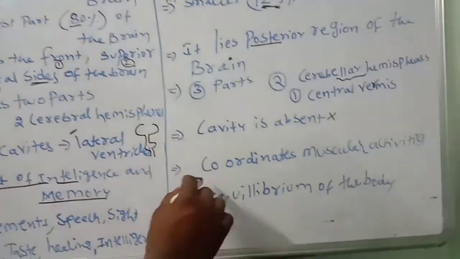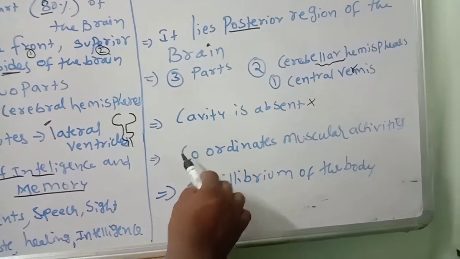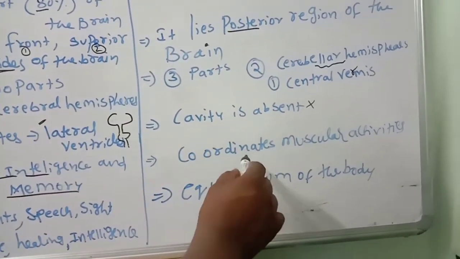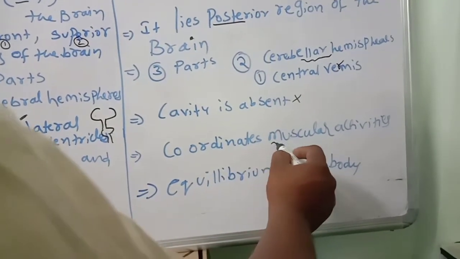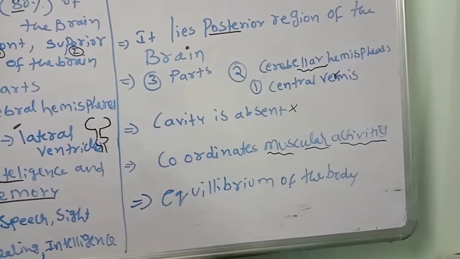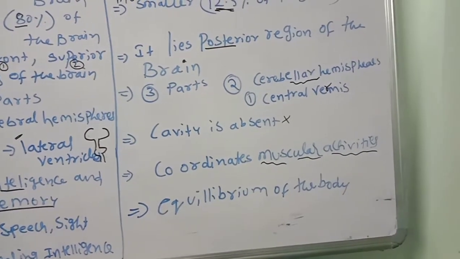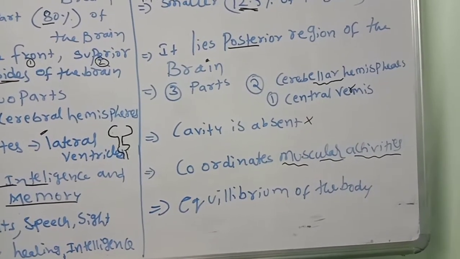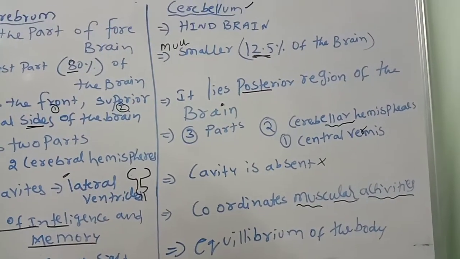The cerebrum is the seat of intelligence and memory. What will the cerebellum do? It coordinates the muscular activities, means muscle movements. The coordination in between the muscle actions is under control of the cerebellum.